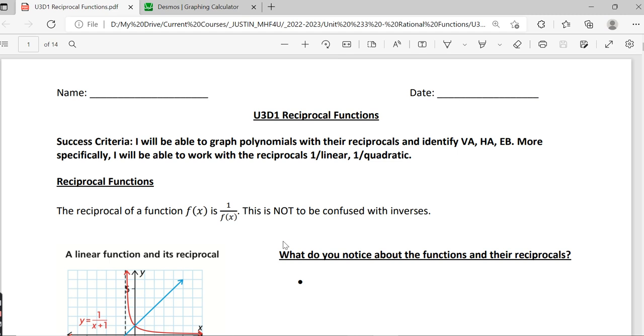And of course, as always, if you have any questions, feel free to email me and I can clarify things for you. Okay, so let's go. Unit 3, Day 1, reciprocal functions. The goal is, by the end of tomorrow, which is Friday, you will be able to sketch any reciprocal function. What is a reciprocal function?